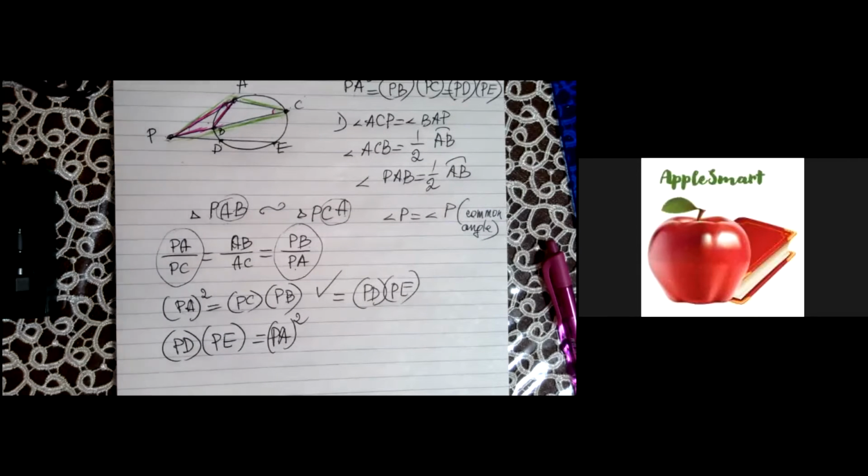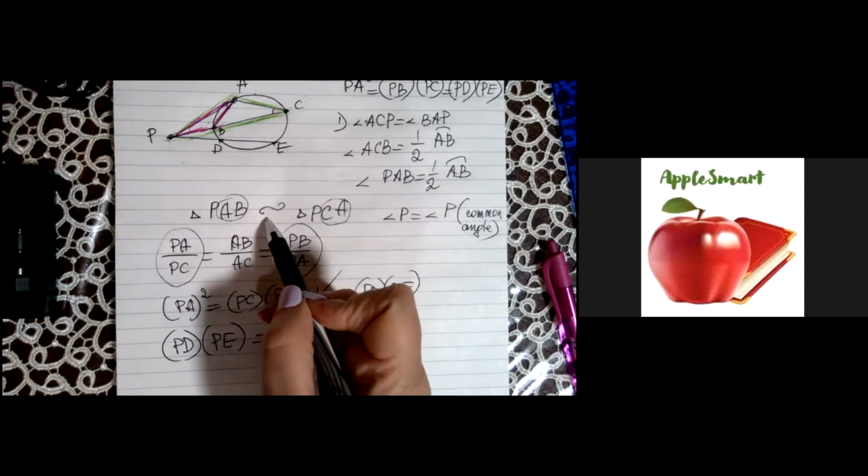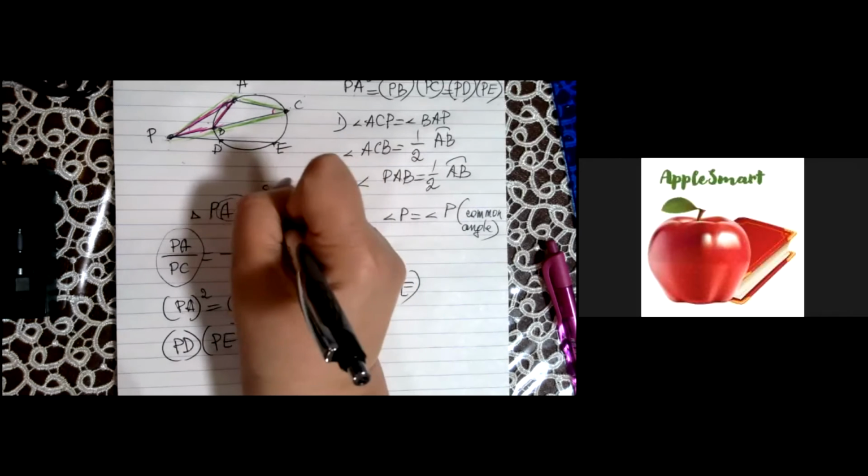What does the symbol between the triangle PAB and the triangle PCA mean? Oh, similar. This one? Yeah, that means similar. Okay, thanks.